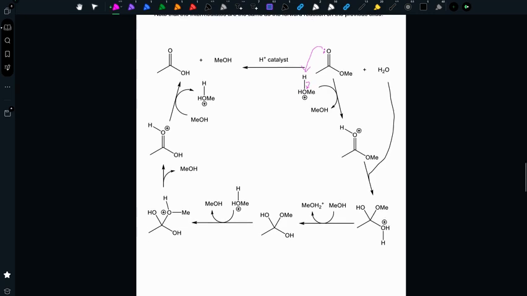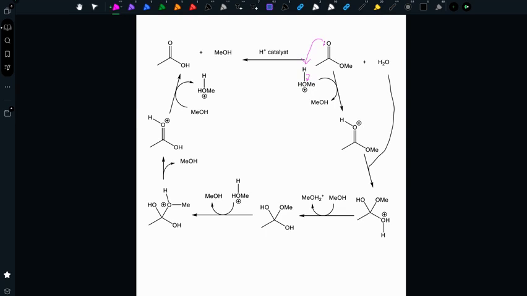In the second step, this is where I need to have the water come in and add itself to that central carbon. So water has a lone pair. It's going to share that lone pair with the central carbon, break the double bond. That gets me to this intermediate. Now I have a proton here that I need to remove.